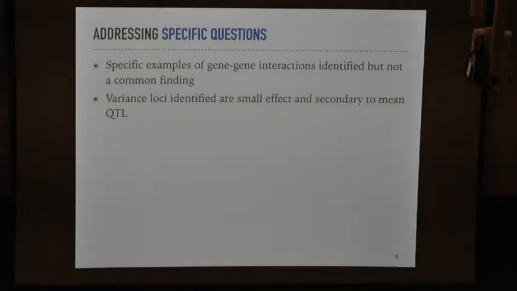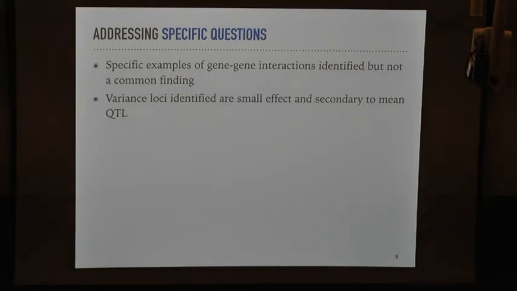What we wanted to address: we knew from previous studies that specific examples of gene-gene interactions do exist, but there was nothing common that was coming out of these VQTL studies, or variance QTL studies. What was actually more prevalent in the field was that the variance QTLs are usually a subset of mean QTLs. They have very small effects, and the current evidence did not show a strong reason for them to play a big role in adaptation and speciation.